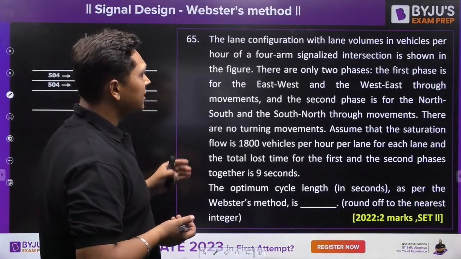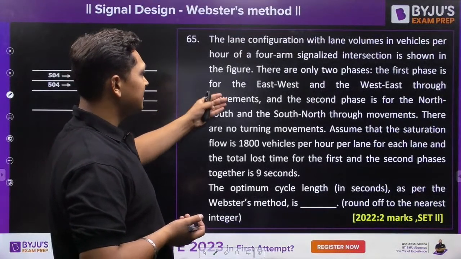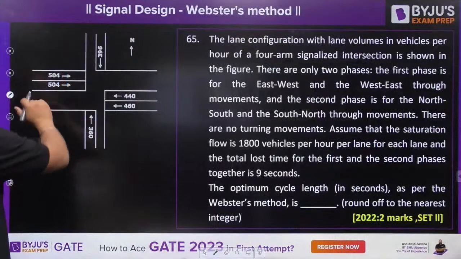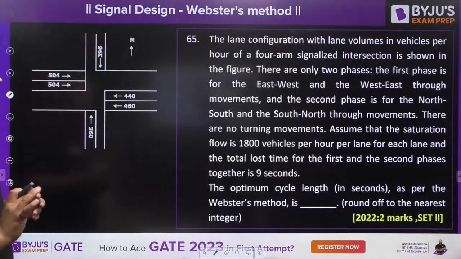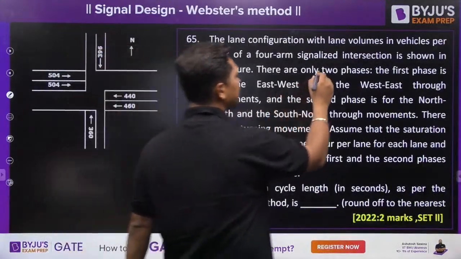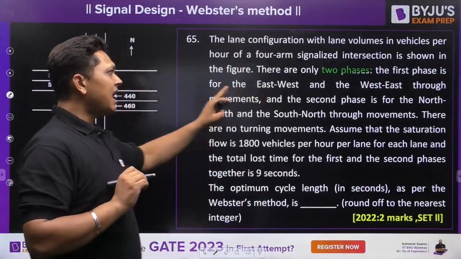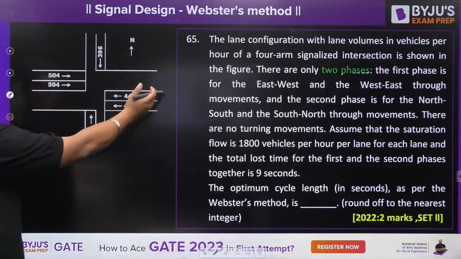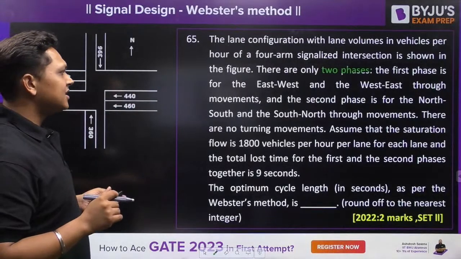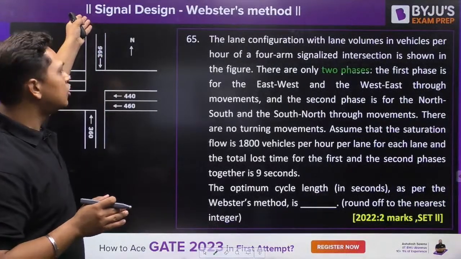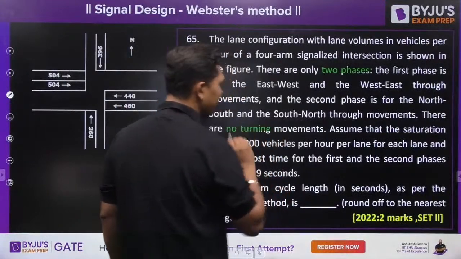The lane configuration with the lane volume in vehicles per hour for a 4-arm signalized intersection is shown in the figure. So you are given a 4-arm signalized intersection and the lane volume is given to you in each lane. Okay, there are only 2 phases, so it is a 2-phase system. The first phase is for the east-west and west-east through movement. The second phase is for the north-south and south-north through movement. There is no turning movement allowed.